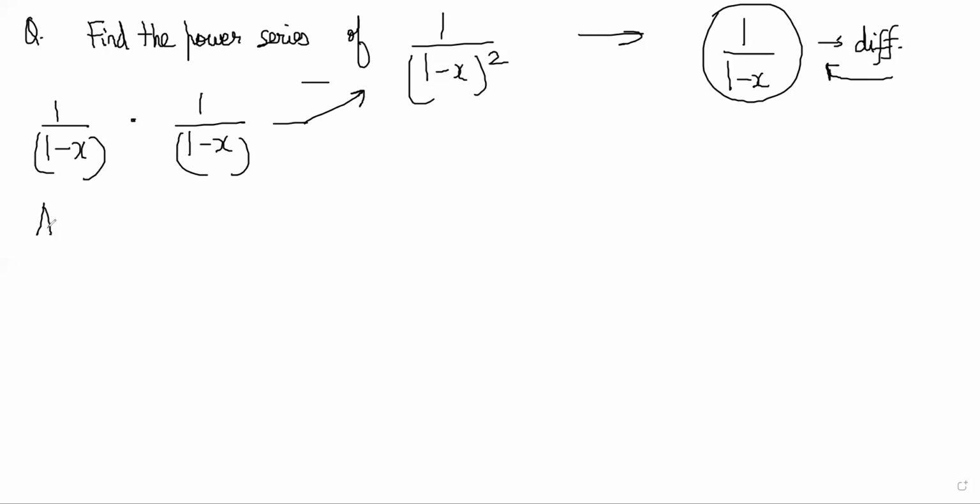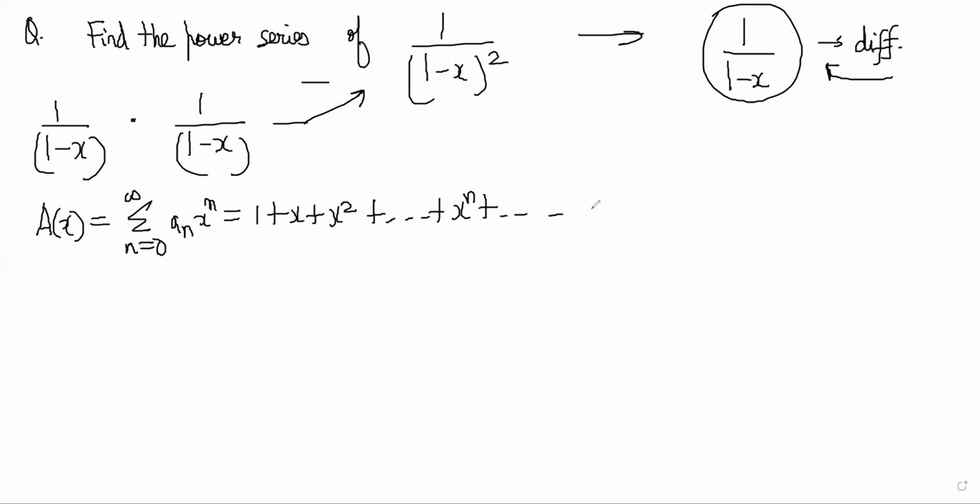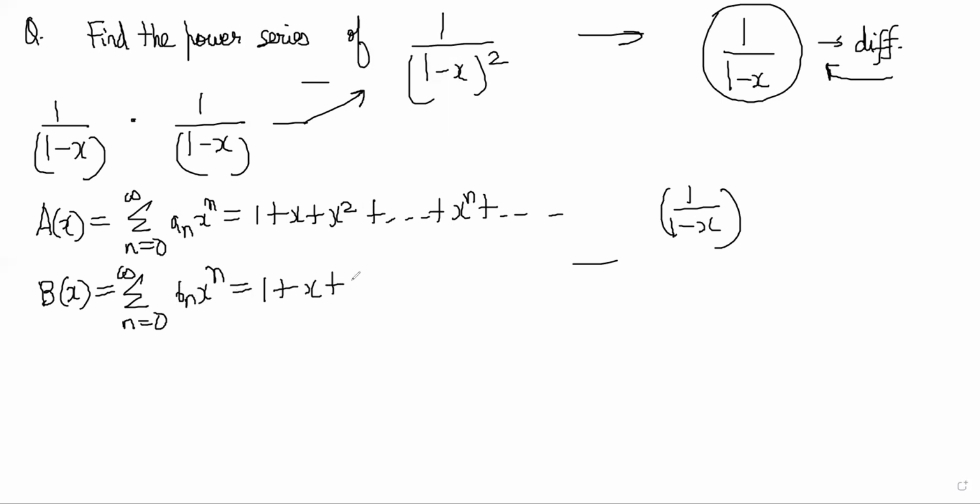So let's define the first power series A of x as summation of n is equal to 0 to infinity a_n x^n, which is equal to 1 plus x plus x square plus so on up to x^n, and so on, right? So clearly this is 1 by 1 minus x, right? And similarly B of x we define as another power series, summation 0 to infinity b_n x^n, and that is also identical to this.